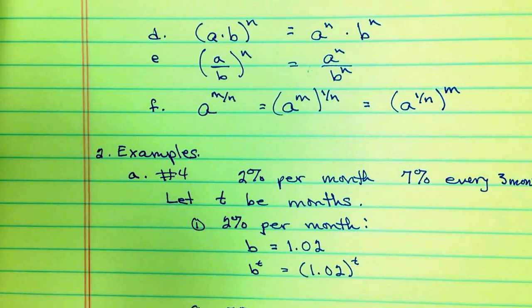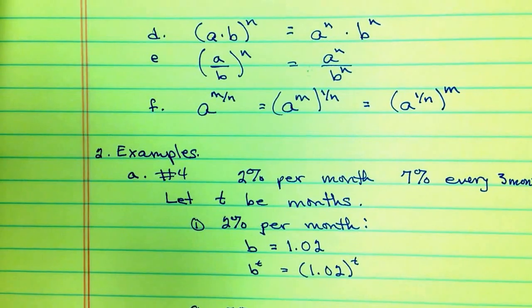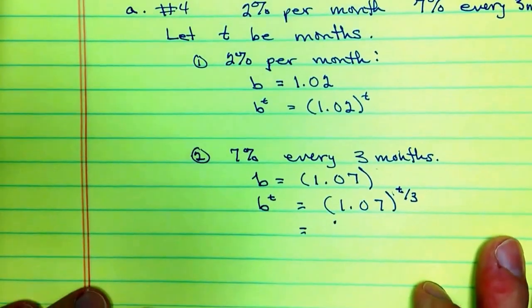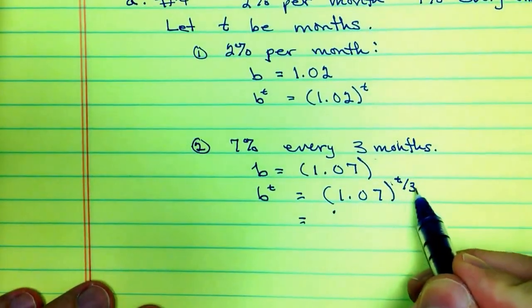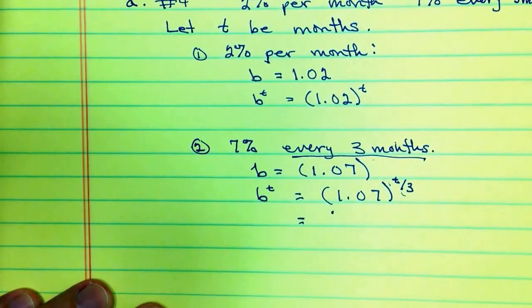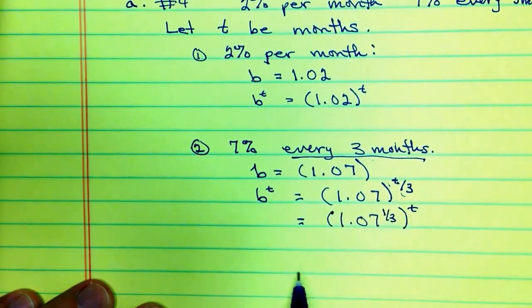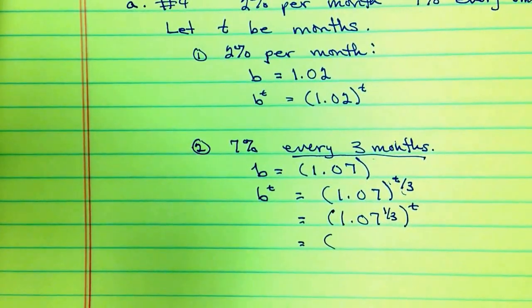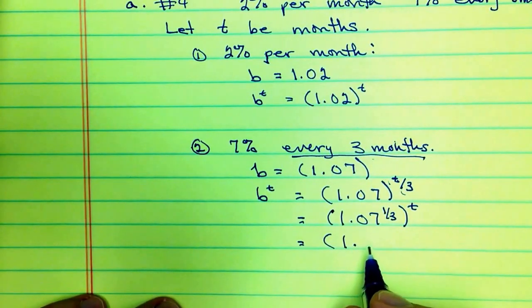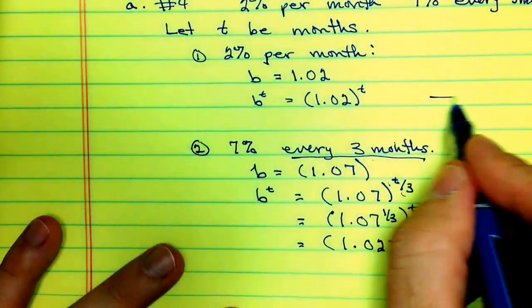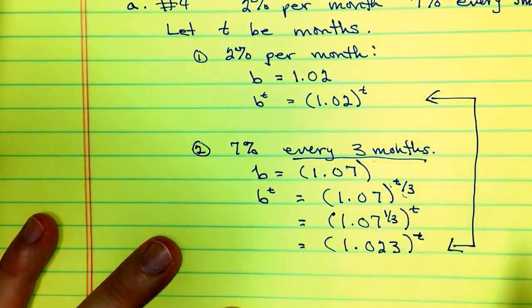So the idea is once t gets to 3, then I get a 1 in my exponent and I get the full 7%. So then we have to use one of our rules of exponents. Here we have our t divided by 3 because it's every 3 months. So we have to divide by 3. So this is 1.07 to the 1/3 to the t. Then 1.07 to the 1/3, we grab our calculators. 1.07 raised to the 1/3 is 1.023 to the t.